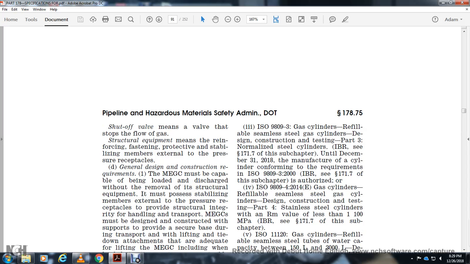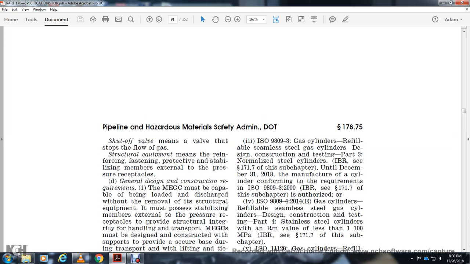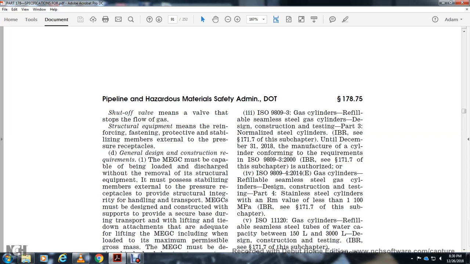General design and construction requirements. The MEGC must be capable of being loaded and discharged without removal of the structural equipment. It must possess stabilization members external to the pressure receptacles to provide structural integrity during handling and transport. The MEGC must be designed with supports to provide a secure base during transport, with lifting and tie-down attachments adequate for lifting the MEGC loaded to the maximum permissible gross weight.